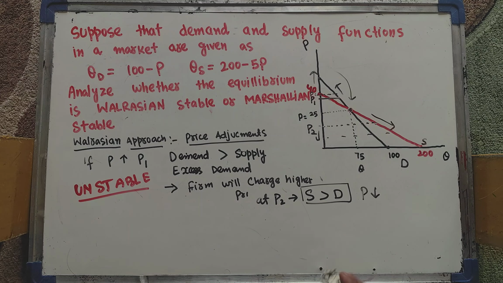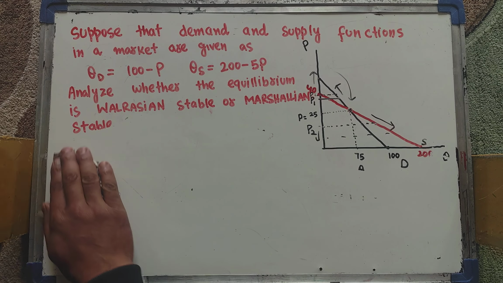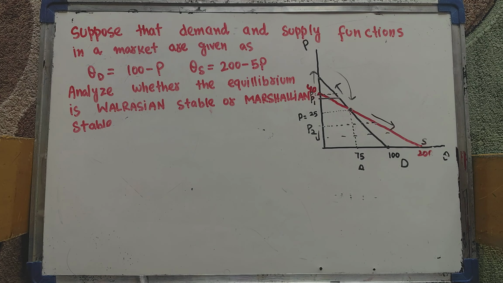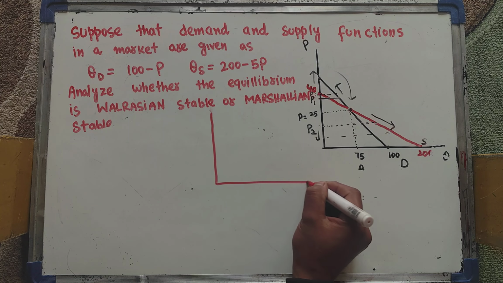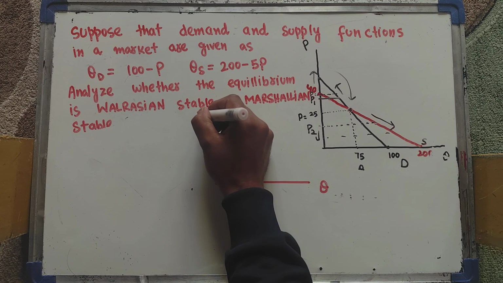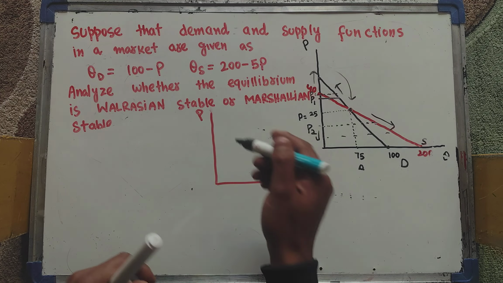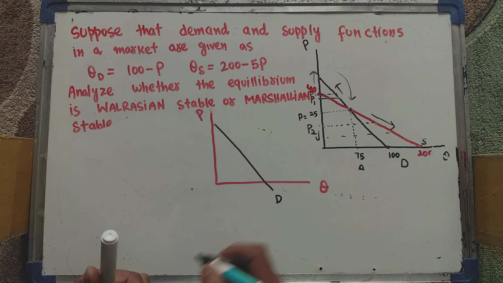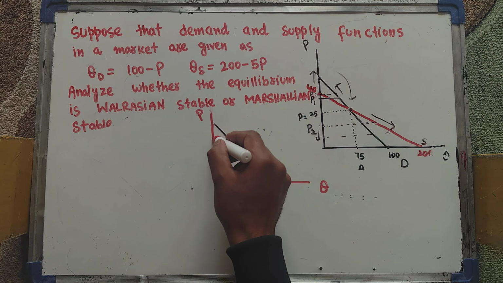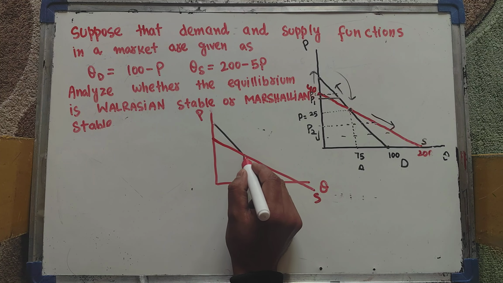Now let us see the Marshallian. Let me be very specific here and let me draw another graph. Again we have quantity here, price here. This is our demand function, and let me draw the supply function. This is our supply function. Initially we were at this point Q.